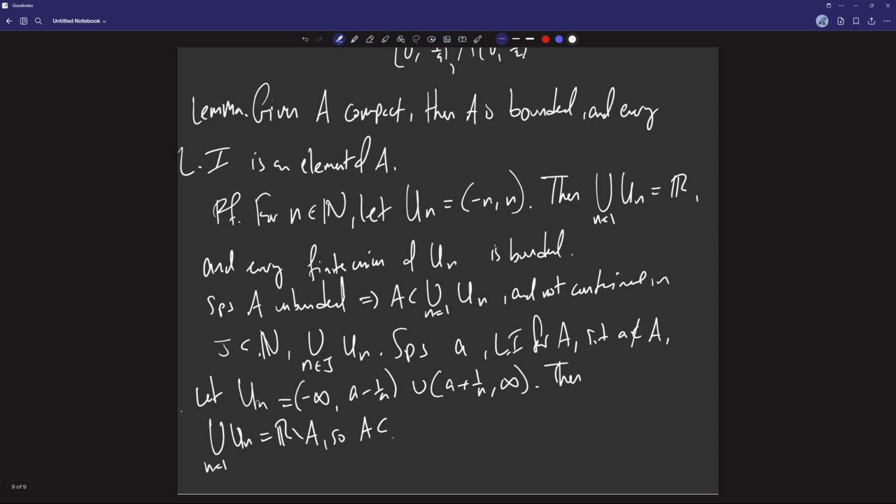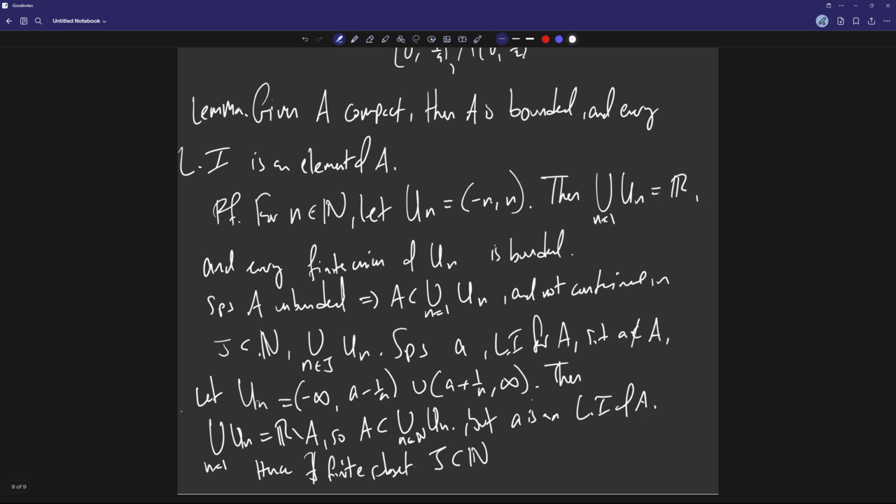So A can actually be contained in the union over the natural numbers of Un. But a is an element of A. Hence, there is no finite subset J with A being a subset of this finite union.